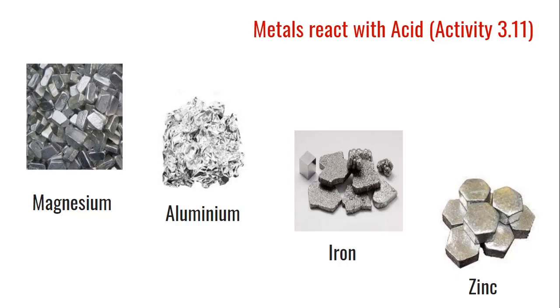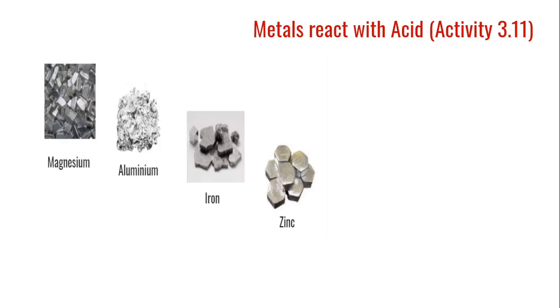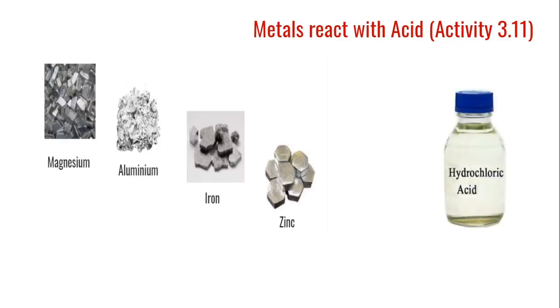Now, let us start this activity. We have taken 4 metals. Put the samples separately in test tubes containing dilute hydrochloric acid. So, we will take test tubes and add hydrochloric acid in each test tube of these metals. Now suspend thermometers in the test tube so that their bulbs are dipped in the acid. So we will take a thermometer and put it in the test tube.